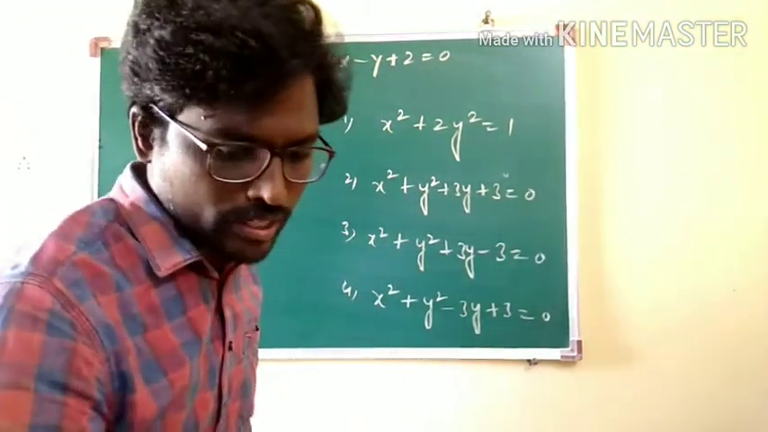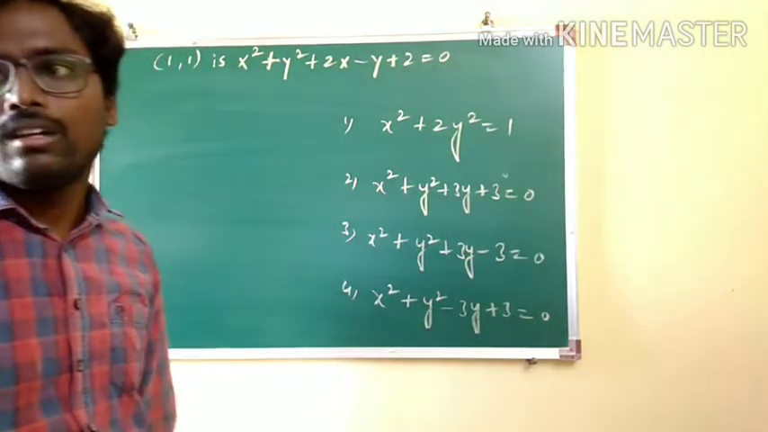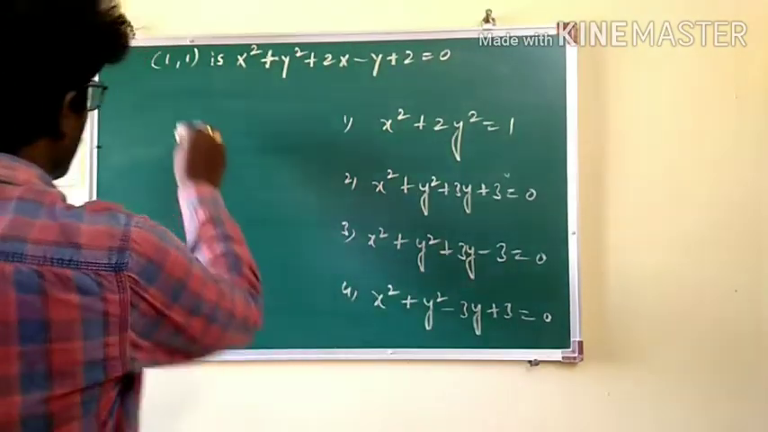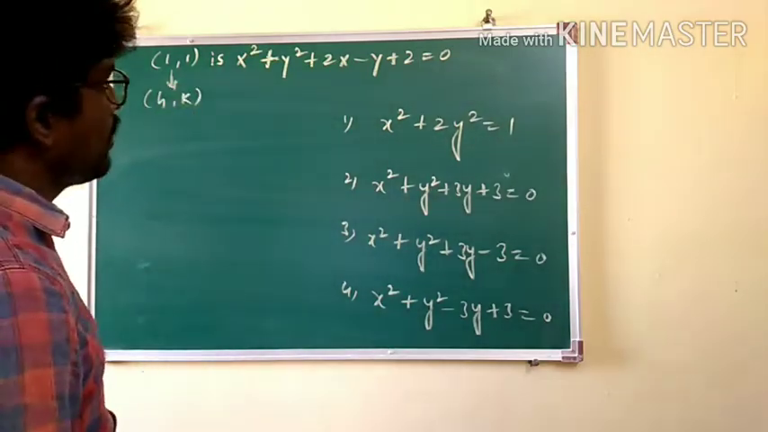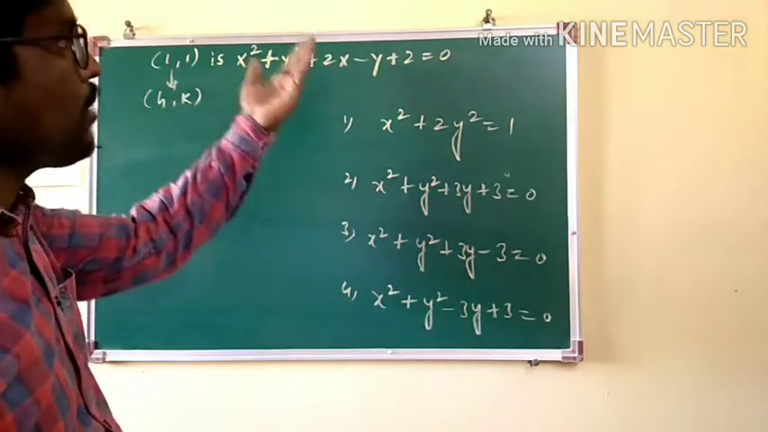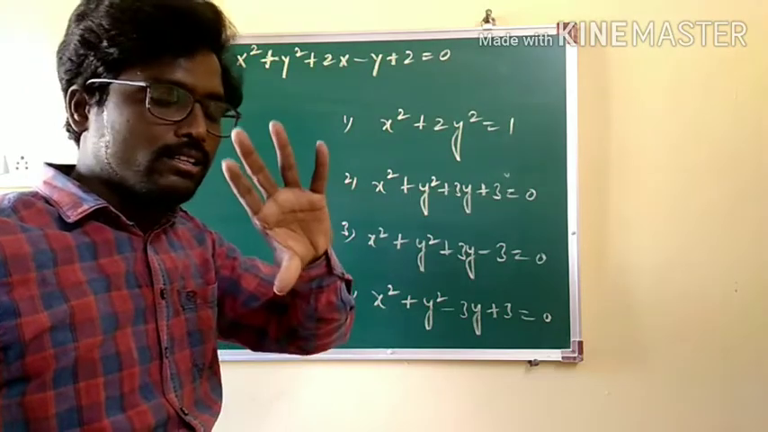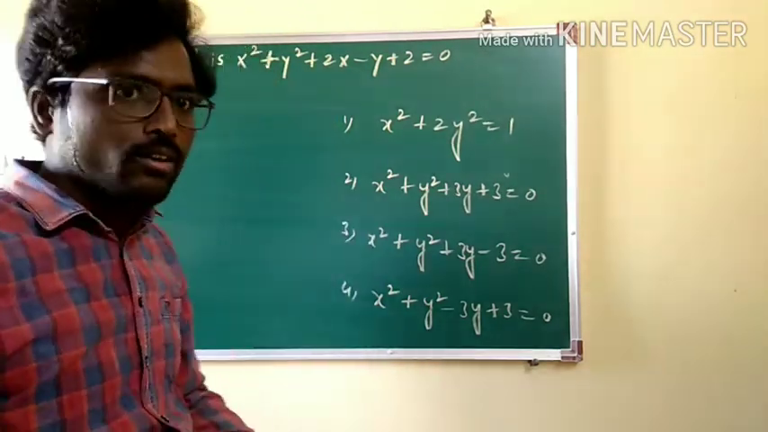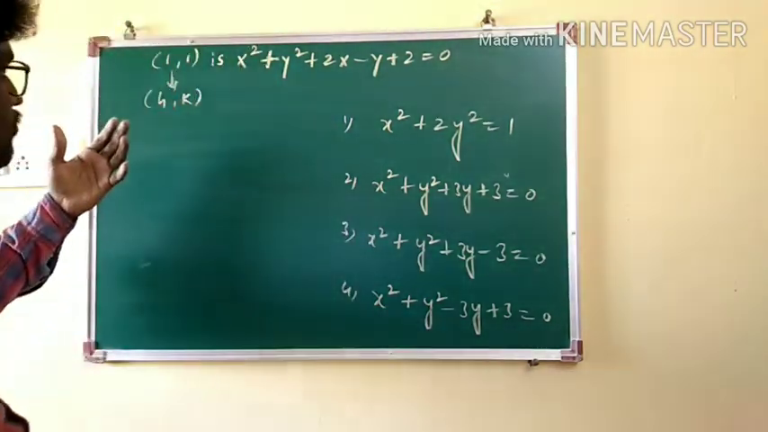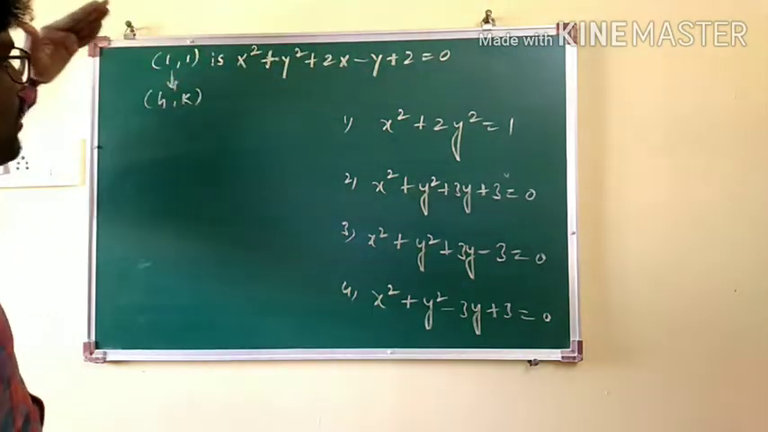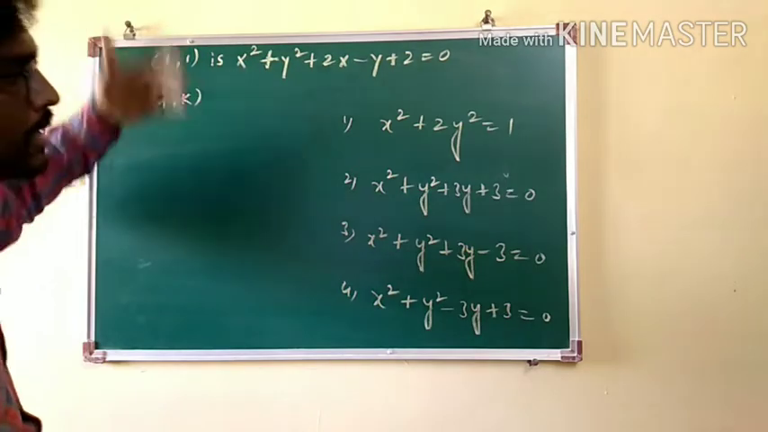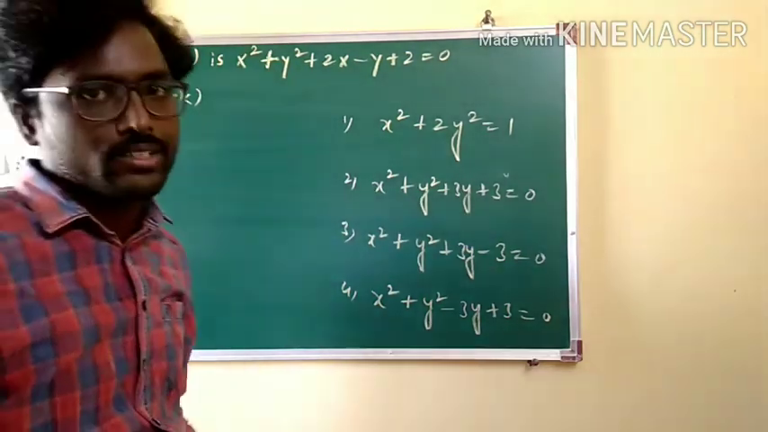Very clearly, what do you understand by reading the question? You are given the origin translated to h comma k, that is 1 comma 1. Already you are given the transformed equation. Some original equation got changed to this particular equation on shifting the origin from 0 comma 0 to 1 comma 1. So what is that original equation? That's the question.